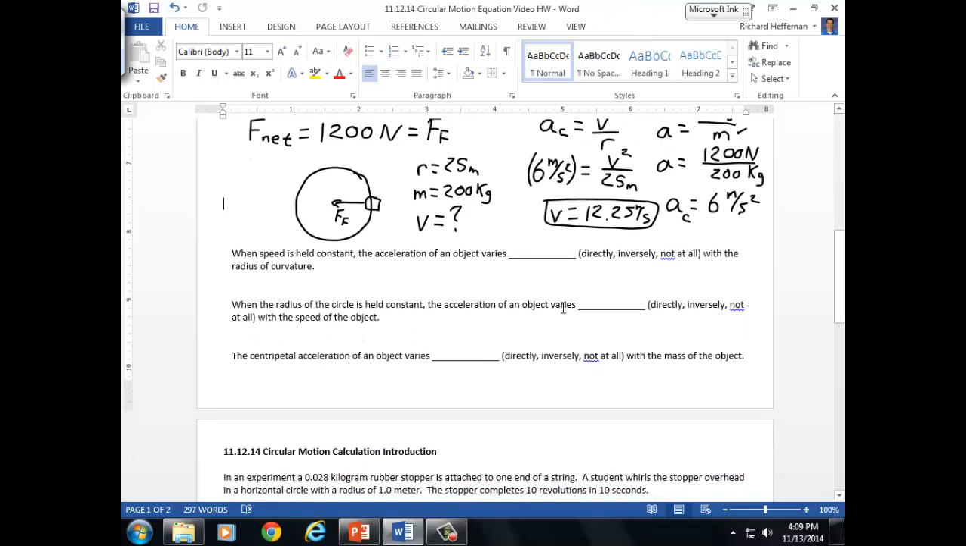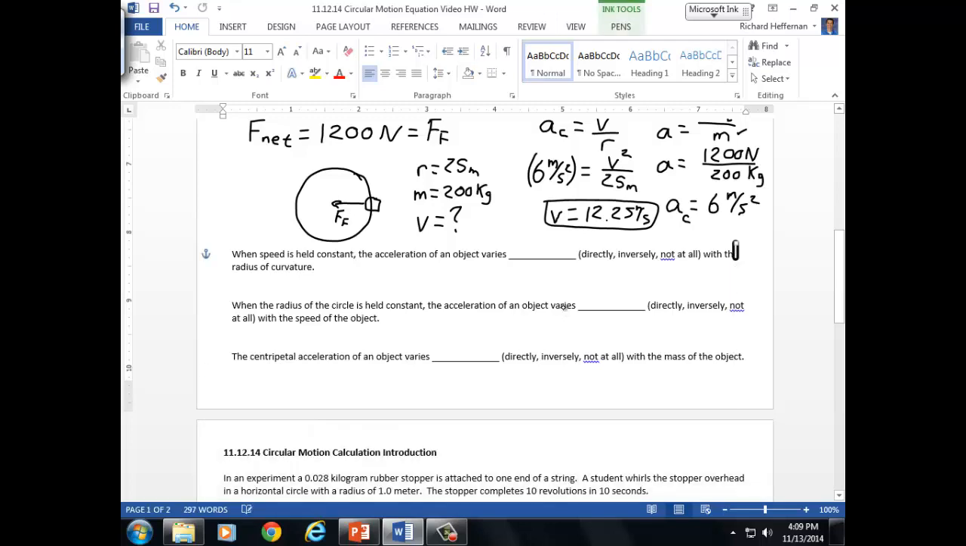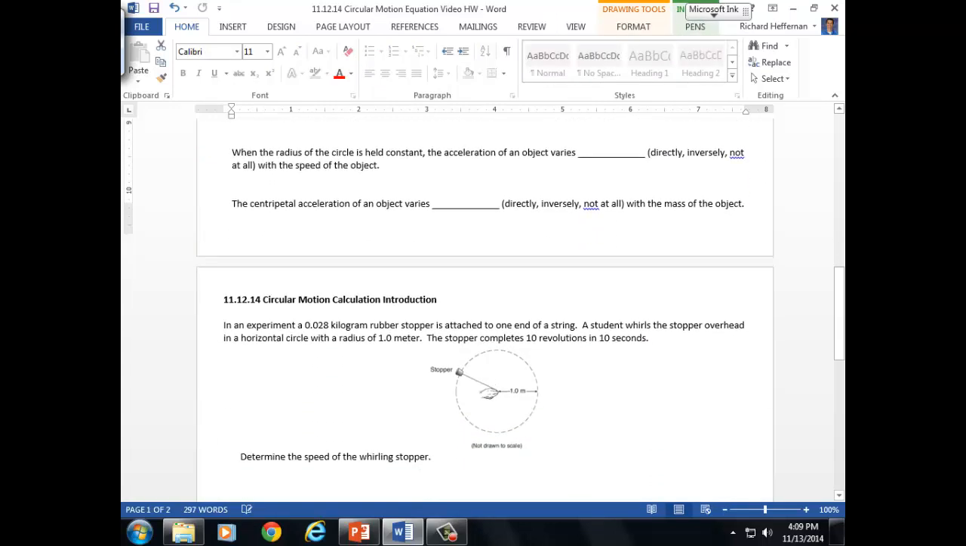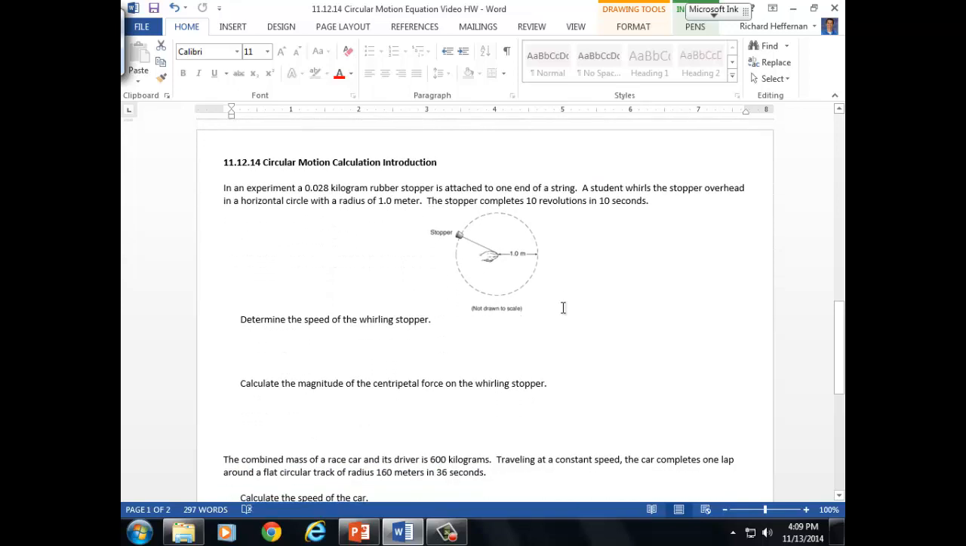And just lastly, we'll do these 3 in class tomorrow, so don't worry about these 3 for right now. You can try the calculations on the next page, and then we'll go over them tomorrow in class.